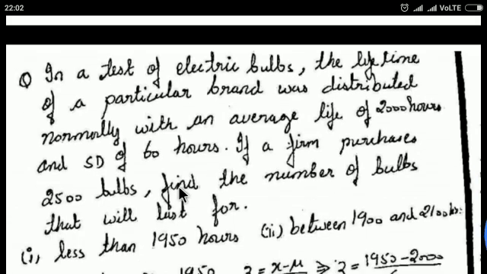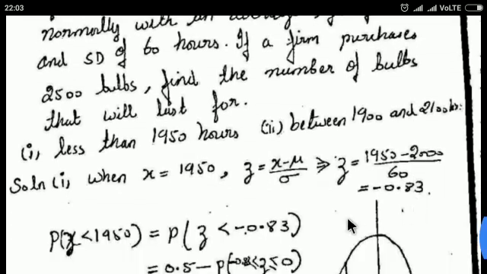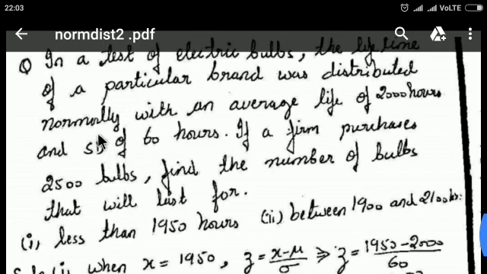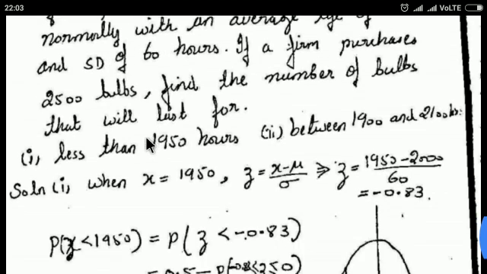Let's see one more question. In a test of electric bulbs, the lifetime of a particular brand was distributed normally with an average life of 2000 hours and standard deviation of 60 hours. If a firm purchases 2500 bulbs, find the number of bulbs that will last for less than 1950 hours, and between 1900 and 2100 hours. Solution. Now it is given that it is a normal distribution question, and average life mu is 2000, standard deviation is 60. Now here our x, for the first part, is 1950.